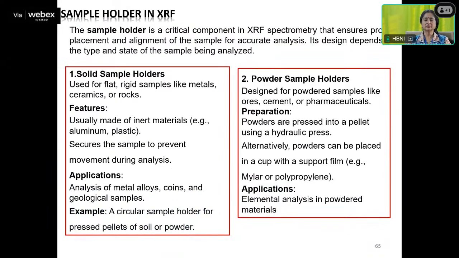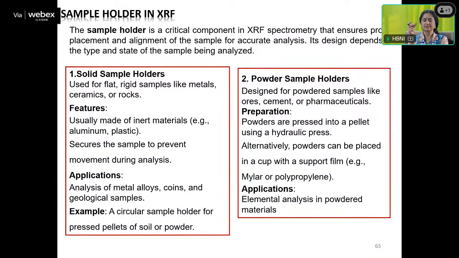Now, the sample holder. There are various types of sample holders, which are a critical component in an X-ray spectrometer that ensure proper placement and alignment of the sample for accurate analysis. Its design depends on the type and state of the sample being analyzed. For solid samples, used for flat, rigid samples like metal, ceramics, or rocks, the holder is usually made of inert material, for example aluminium or plastic, which are transparent to these X-rays. It secures the sample to prevent movement during analysis. The application is analysis of metal alloys, coins, or geological samples.